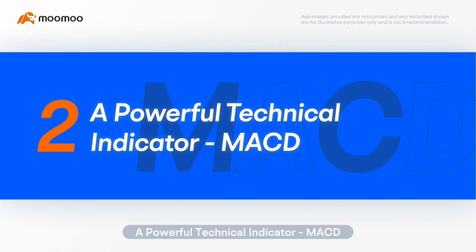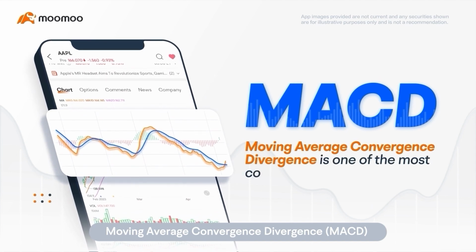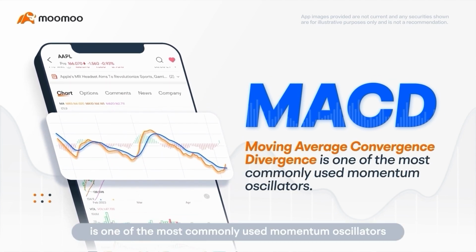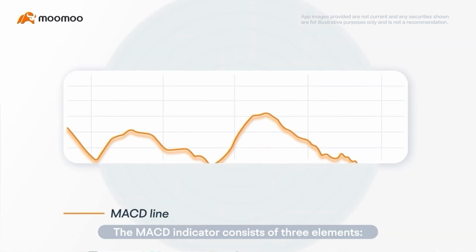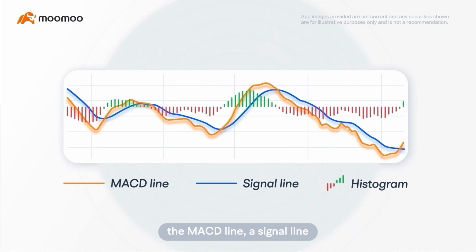2. A powerful technical indicator, MACD. Moving Average Convergence Divergence, MACD, is one of the most commonly used momentum oscillators. It is simple and practical. The MACD indicator consists of 3 elements: the MACD line, a signal line, and a histogram.